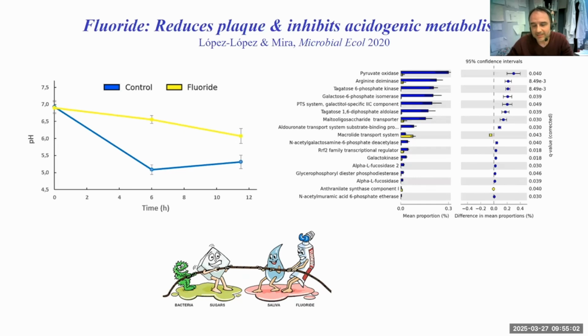So when we did the metatranscriptome, the genes which appear to be active or inactive in the presence of fluoride, we see that most of the enzymes that appear to be inhibited in the presence of fluoride are involved in sugar fermentation. And as a consequence of that, they produce less acid. And this is what happens when the oral biofilm is exposed to fluoride. The pH drop is much lower compared to the control that goes down a lot, to pH 5 in the experimental conditions where we tested.